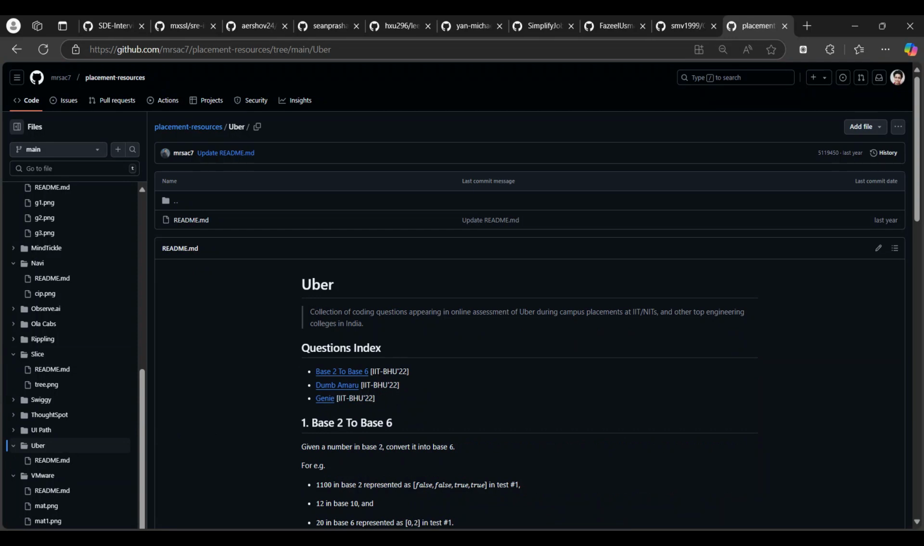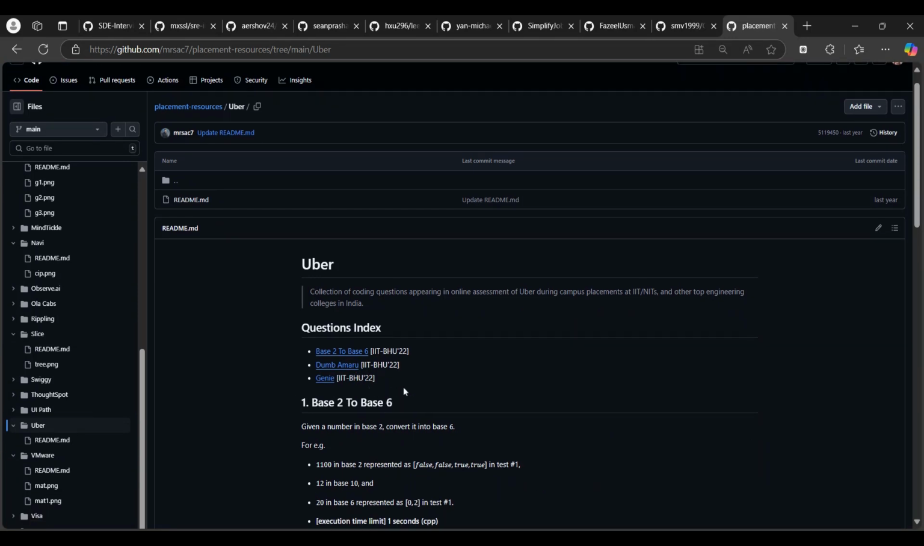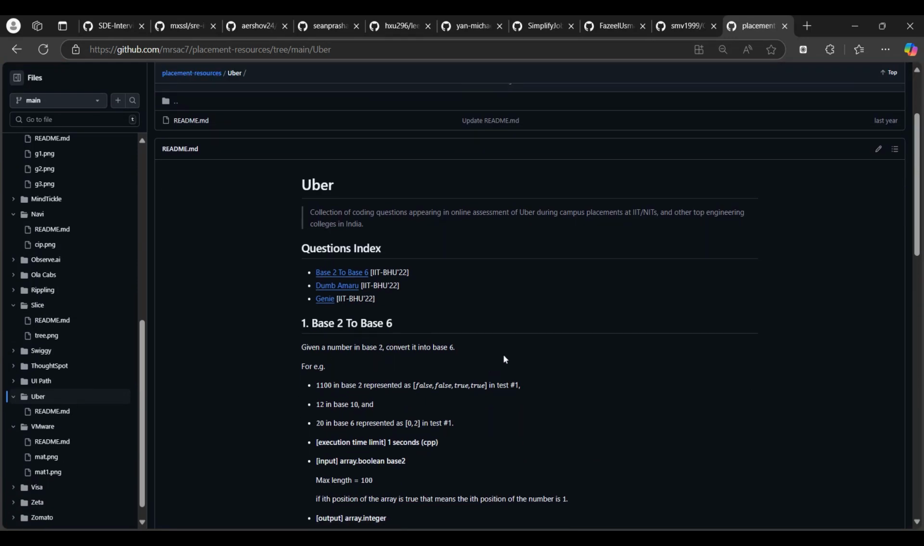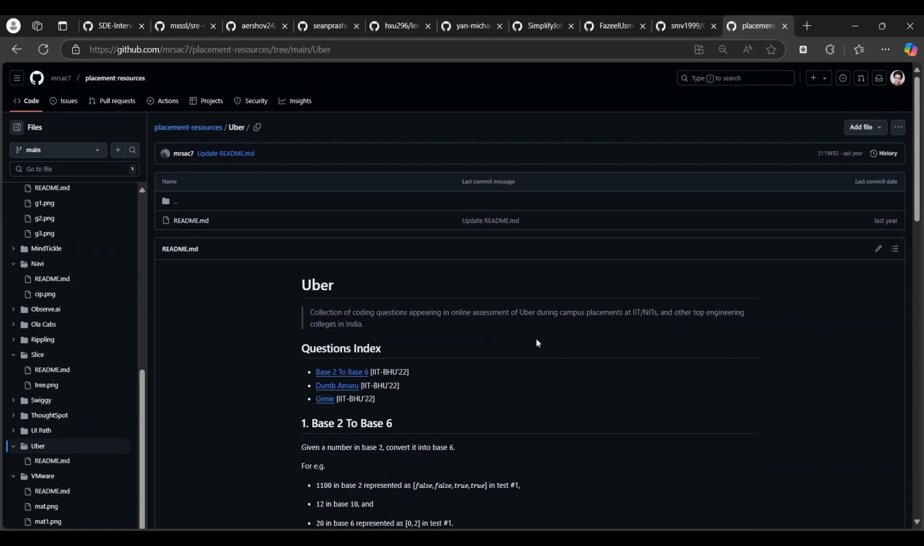So these are the resources related to other companies. For Uber, these are the questions they have asked. So you get the idea of what this GitHub repo is all about. Spend some time, dig into this GitHub repo, learn the questions they have asked, and practice them to build your own problem-solving ability. And if these companies come to your college, of course you can crack them.